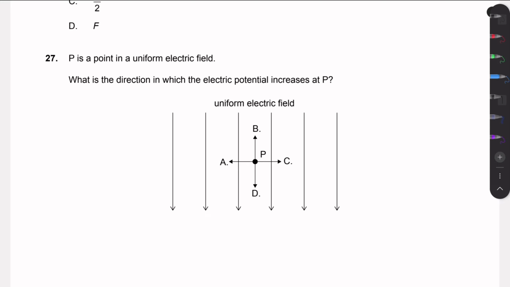And then here we have a point P in a uniform electric field. What is the direction in which the electric potential increases at P? Well, it's B. We need to remember that electric field lines always point from high potential to low potential, always. So if we remember this, we see that an arrow pointing up will point towards the direction that the potential increases.